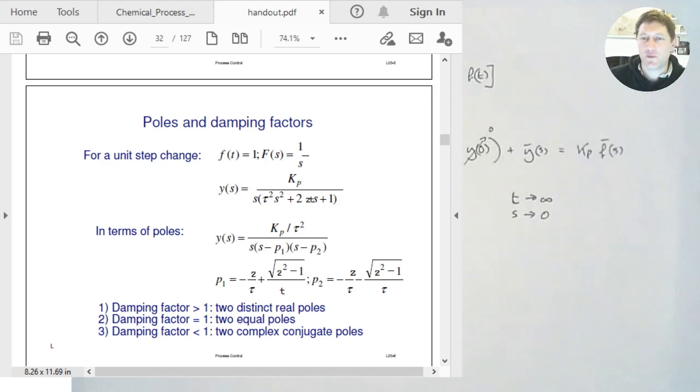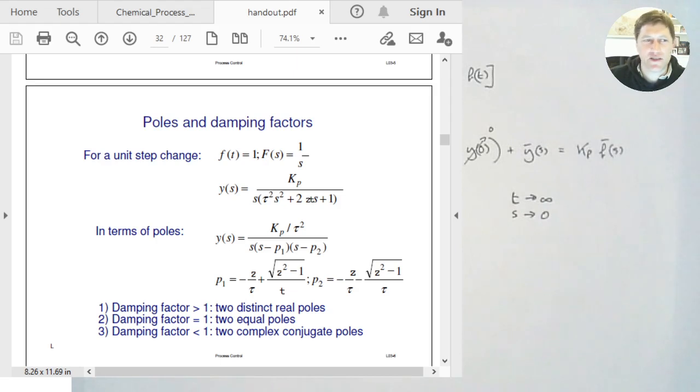So for the second order system, we see that it can be written out as s minus p1 multiplied by s minus p2, and we'll see that p1 and p2 are a pair of complex conjugates. p1 is minus zeta over tau plus the square root of zeta squared minus 1, over tau. p2 is minus zeta over tau minus the square root of zeta squared minus 1, over tau.